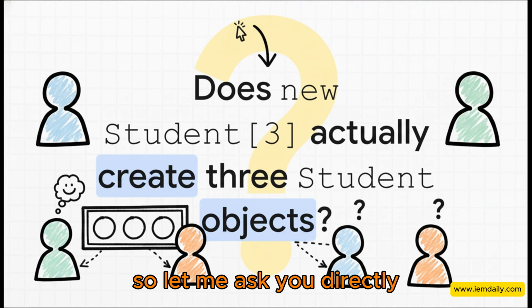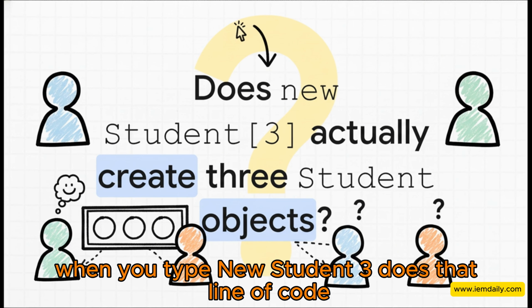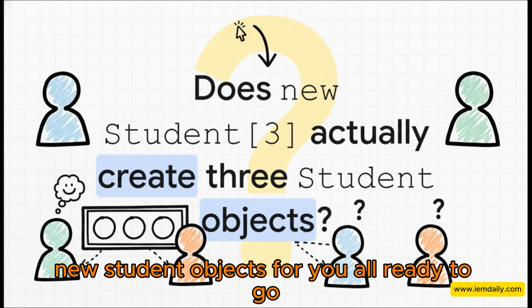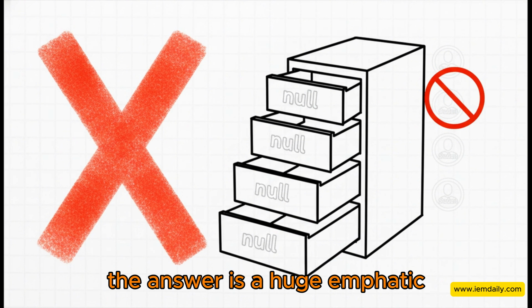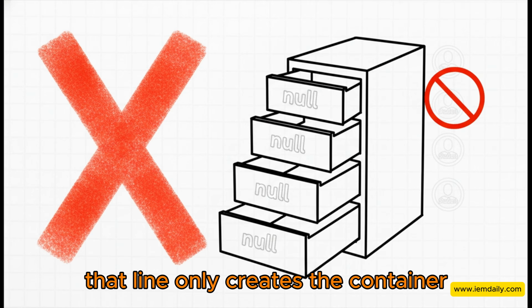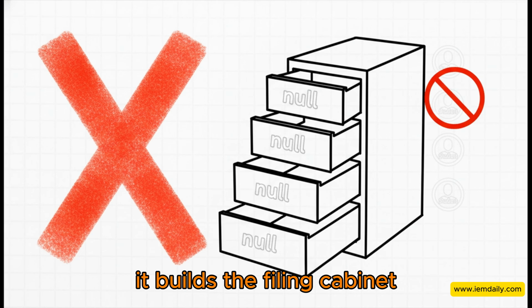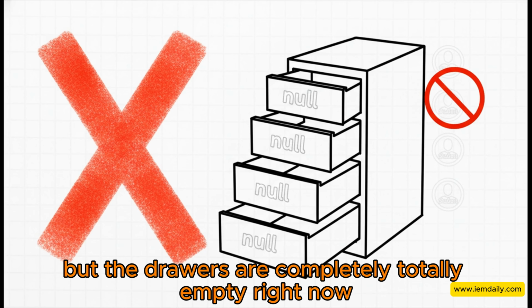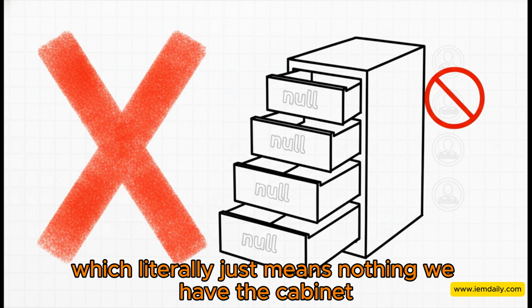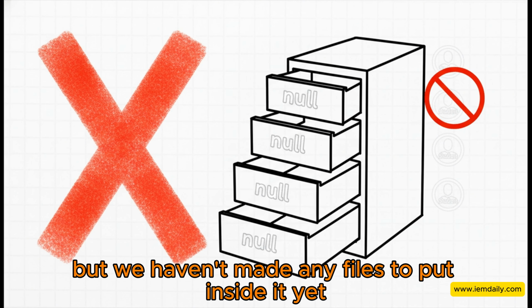So let me ask you directly. When you type new Student[3], does that line of code actually go ahead and create 3 brand new student objects for you, all ready to go? The answer is a huge, emphatic no. And you have to burn this into your brain. That line only creates the container. It builds the filing cabinet, but the drawers are completely, totally empty. Right now, inside each of those 3 slots is the value null, which literally just means nothing. We have the cabinet, but we haven't made any files to put inside it yet.